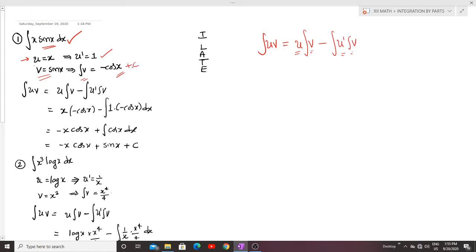Plus c is not necessary here, okay? So at the final step only we write plus c, not here. Now see, the integration uv formula, once again you write it. If you write this formula in 3-4 problems, you will get it by heart.